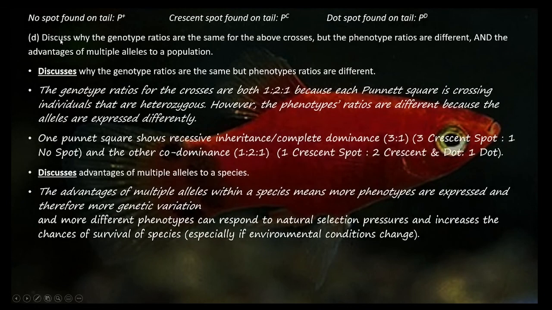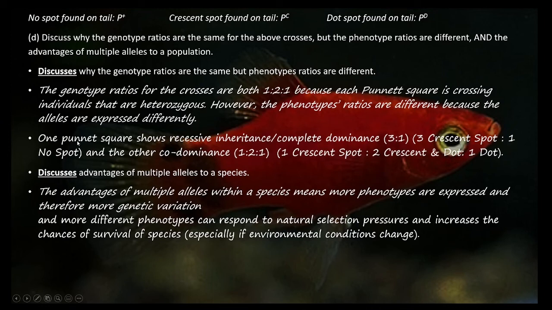Okay, and now discuss why the genotype ratios. So it's still the same question, but now we're moving on to the discuss part of it. They want to know why the genotype ratios for both of them were 1:1, but the phenotype ratios were 3:1 and 1:1. So you've already said this for merit. The genotype ratio for the crosses are both 1:1 because each Punnett square is crossing individuals that are heterozygous. However, the phenotype ratios are different because the alleles are expressed differently.